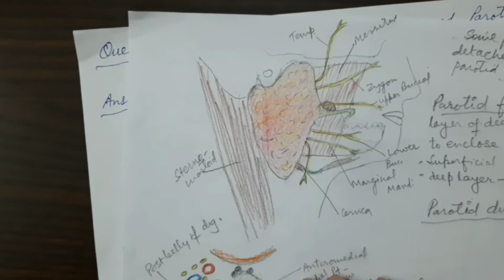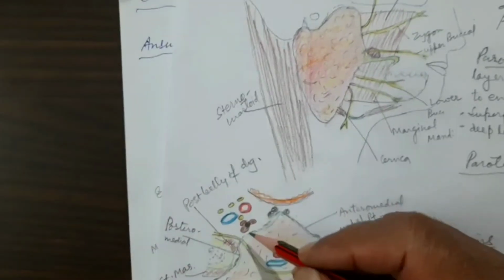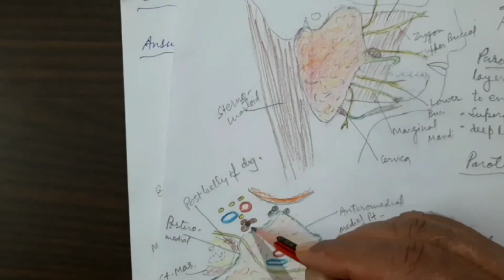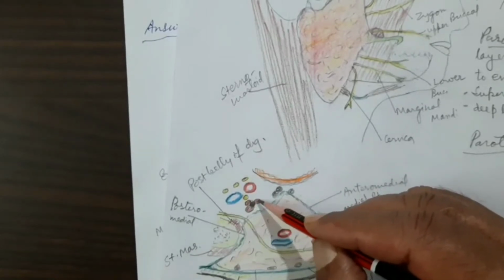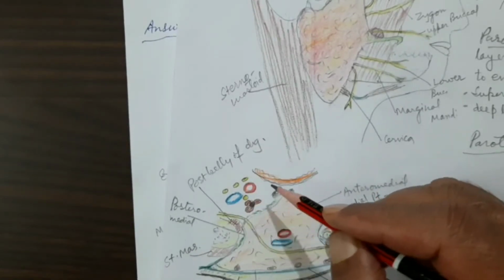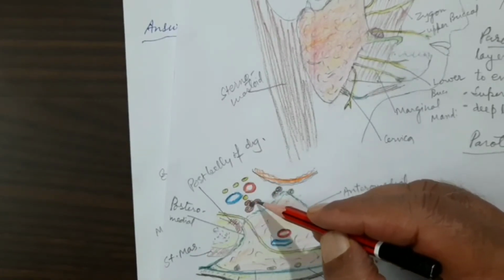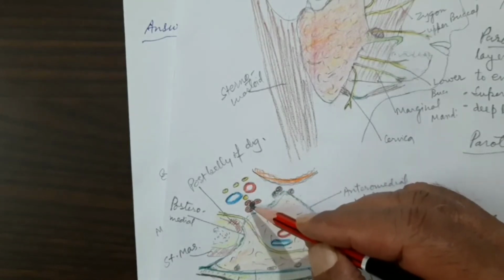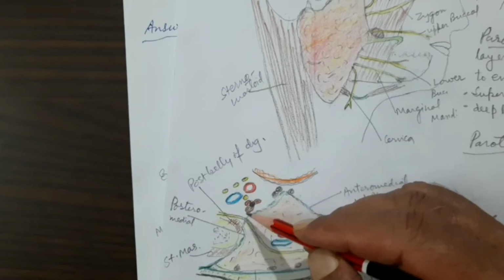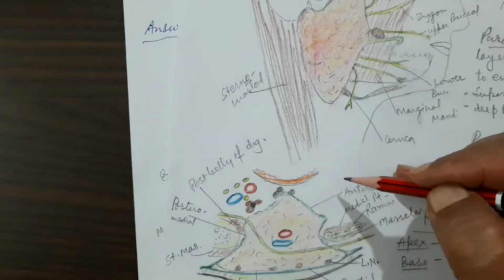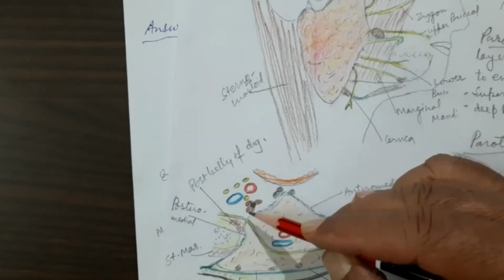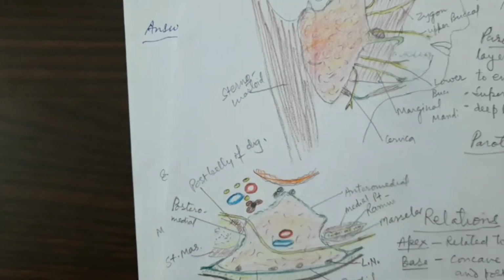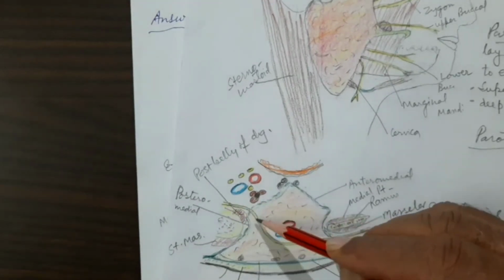Styloid process and various muscles attached to it. This is the styloid process cut transversely, and the various muscles attached to it are stylopharyngeus, stylohyoid and styloglossus. These are the muscles attached to the styloid process, and they are in relation to the posteromedial surface. And the facial nerve, it is entering here.